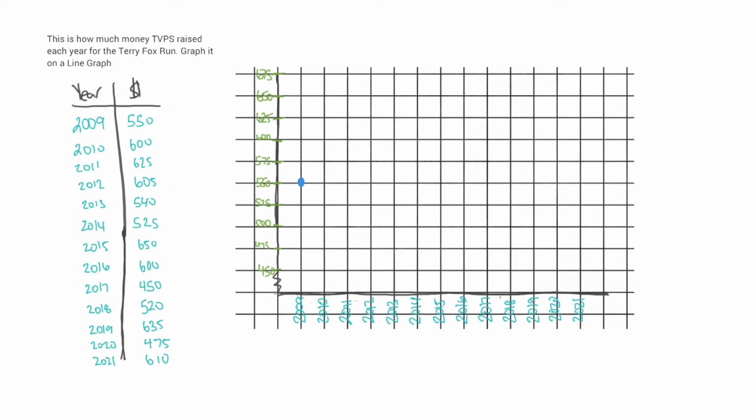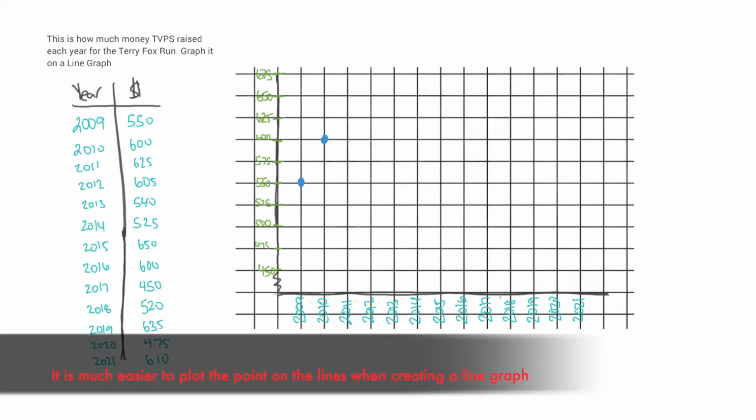2010, 600. 2011, 625. 2012 is $605. Now there is no 605, but we know it's greater than 600, so you would put it just slightly above the 600 mark. Then 540. So again, there is no 540, but slightly less. So we put it there.